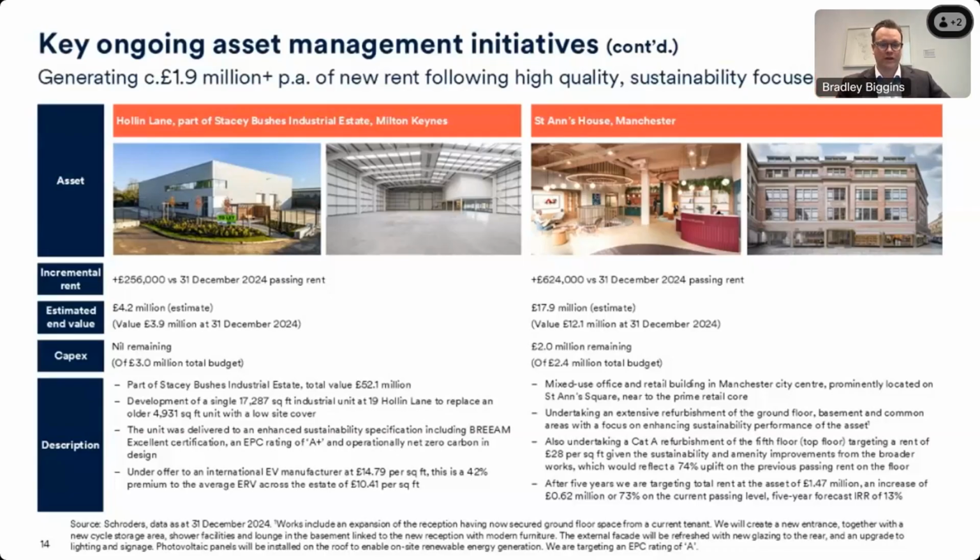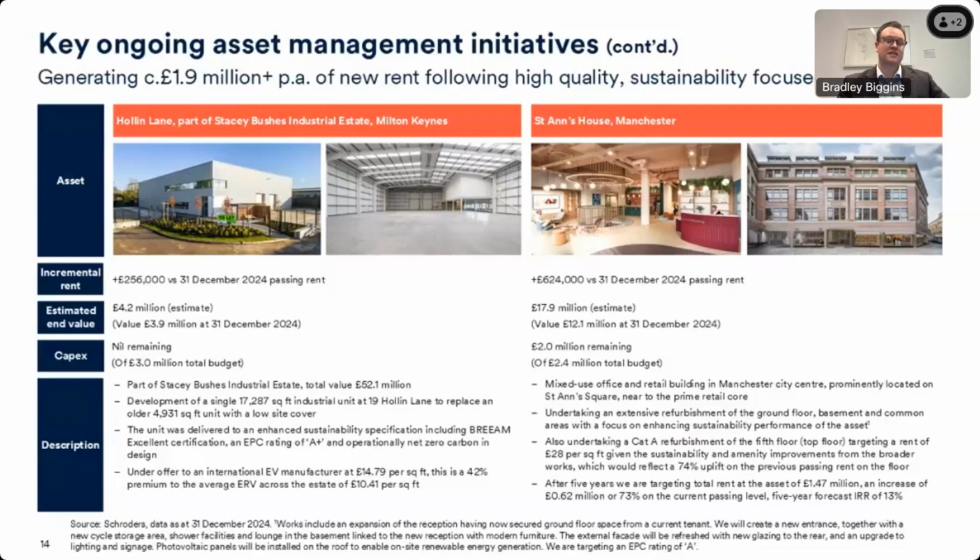So we dropped that and developed a 17,000 square foot modern unit. So this is also EPC A plus, BREEAM Excellent, operational net zero carbon in design. So similar to Stanley Green development. And this is under offer now to an international EV manufacturer, and not the one in America. And the rent there is 42% ahead of the estate ERV.